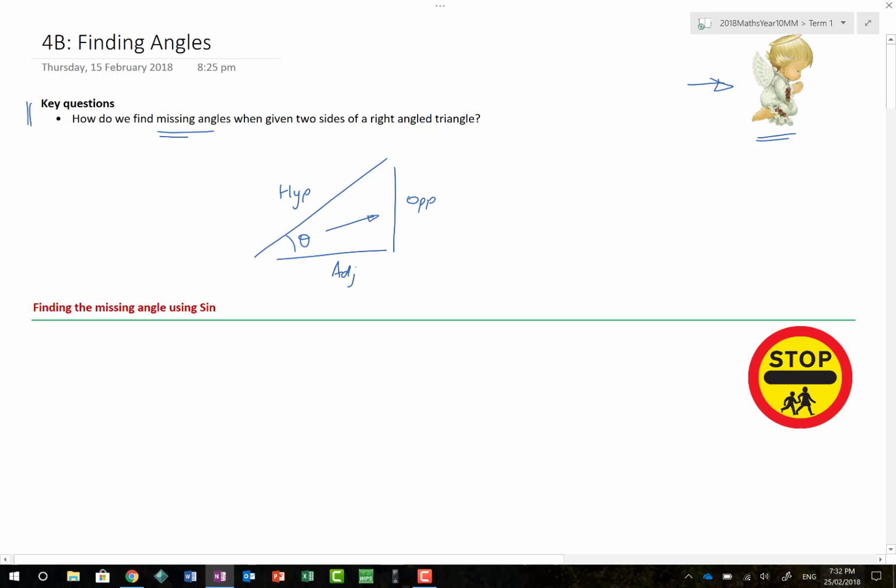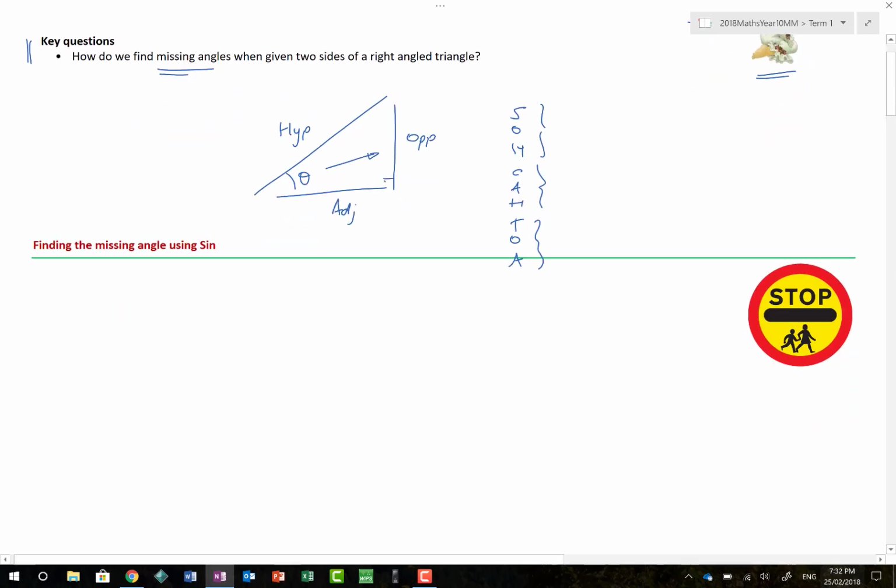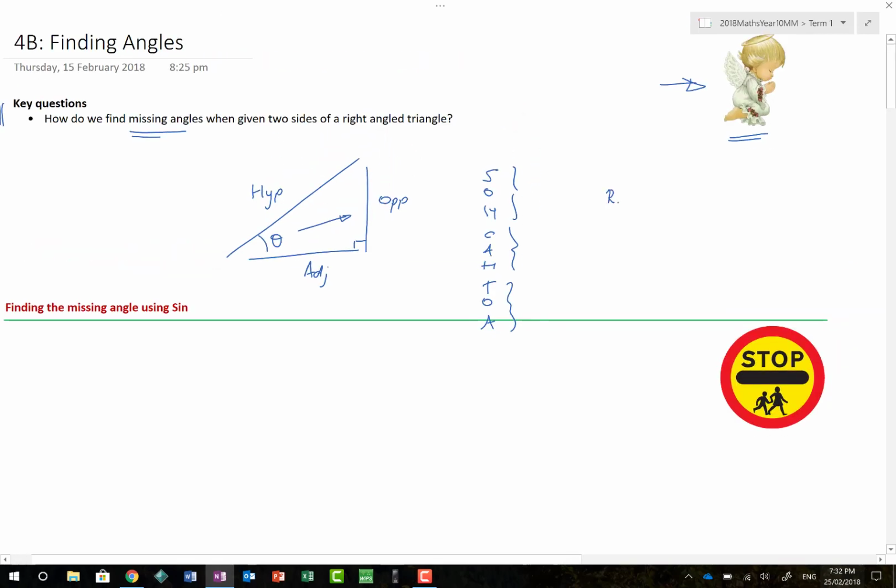Knowing this information and using our silly old mnemonic, Harry caught a herring trawling off America, otherwise known as SOHCAHTOA, means that we can use this information to find missing angles, or in fact missing side lengths, but not in this lesson, for right angle triangles. Now I should make sure that I write my right angle there, and again this only works for right angle triangles. So please don't try and use this in any other way.